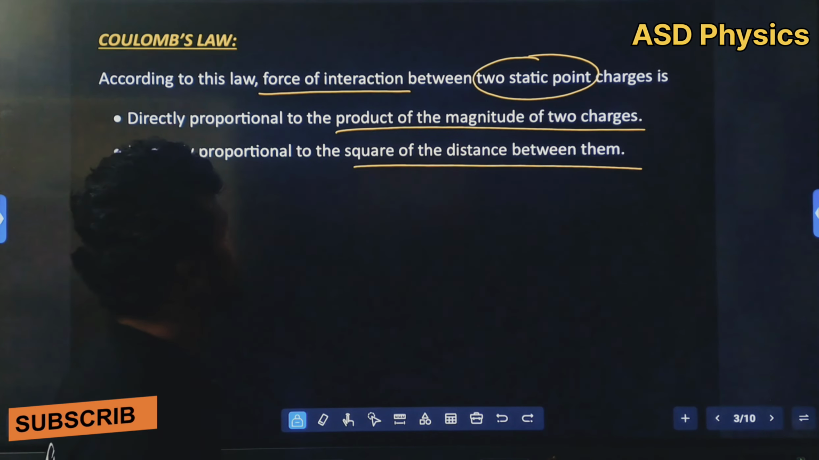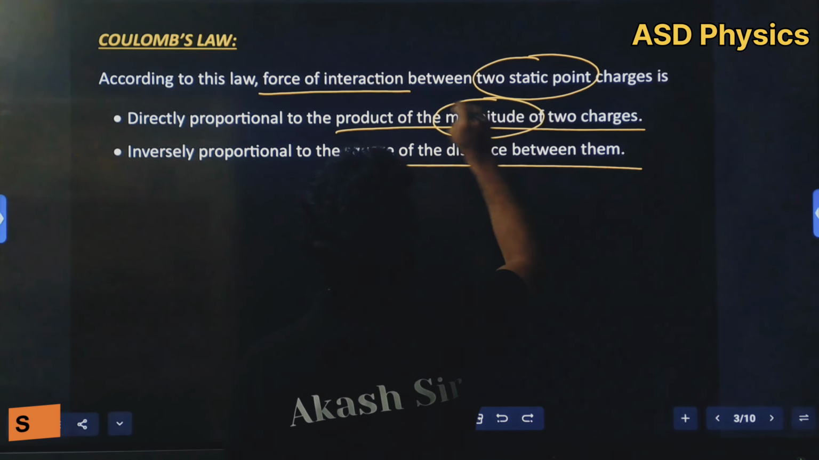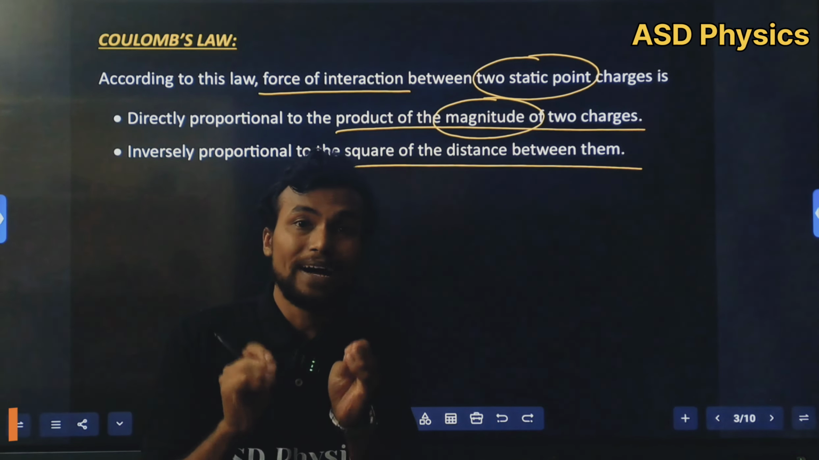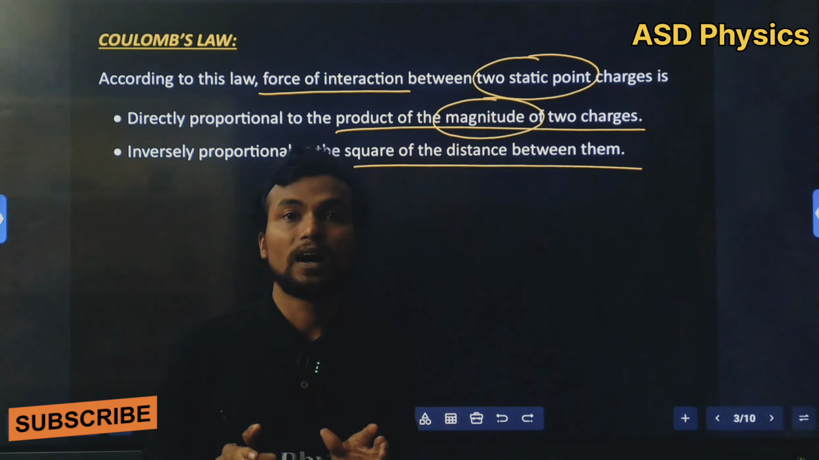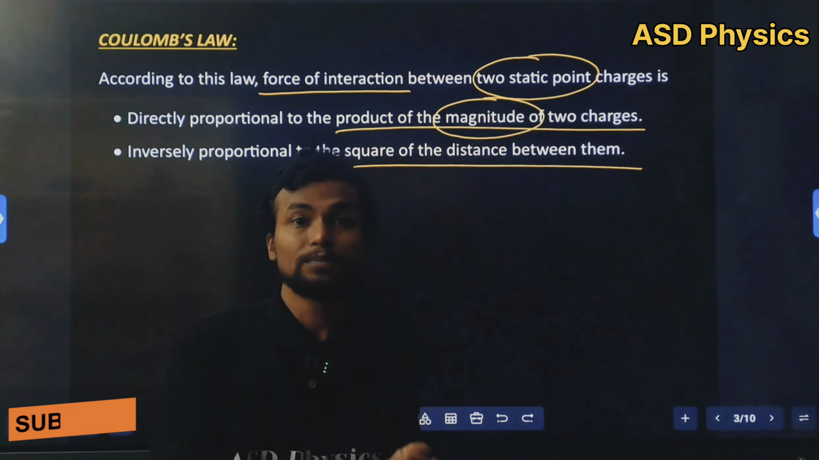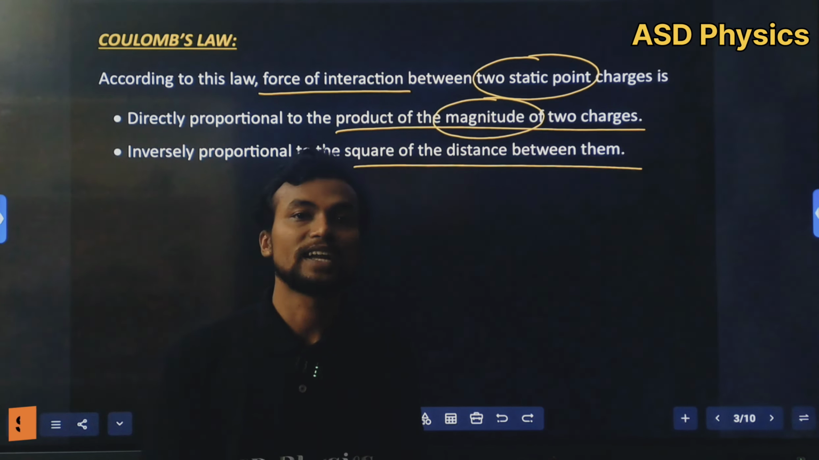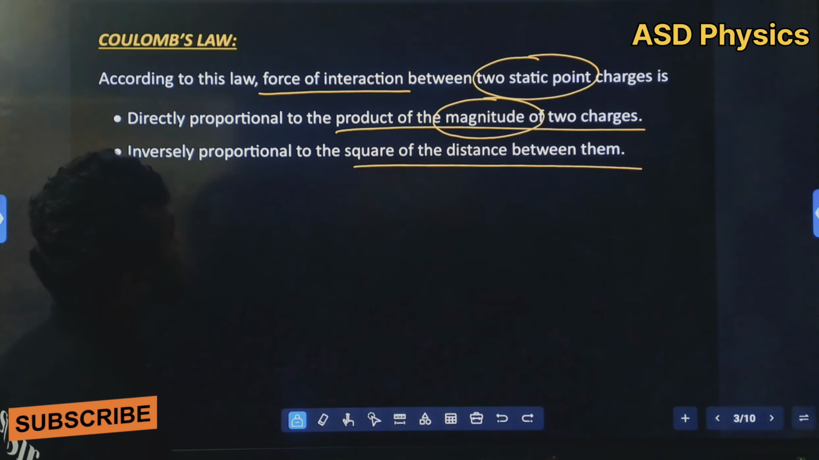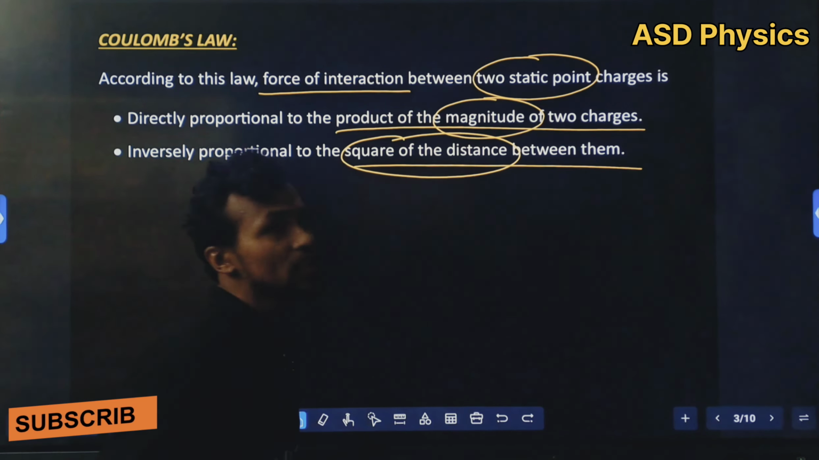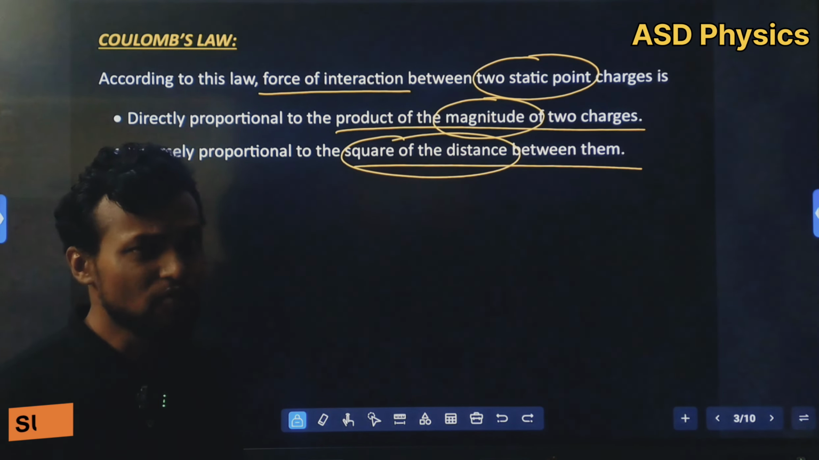Two static point charges. Next, please remember that here we have to always take the product of the magnitudes, and depending upon the magnitude only we will write the formula. Then, whether both the charges are of the same nature or opposite nature, depending upon that we will take the attractive or repulsive force direction. Next, it is inversely proportional to the square of the distance. That is also called the inverse square law. We will see that somewhat later also.